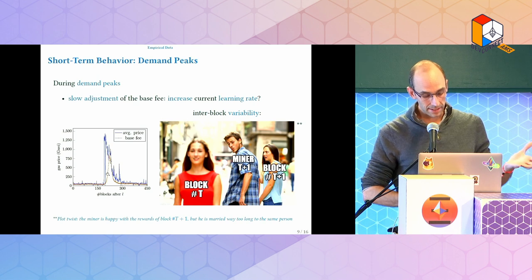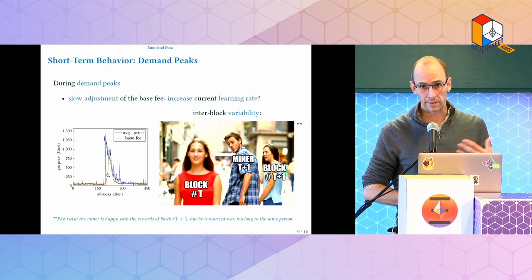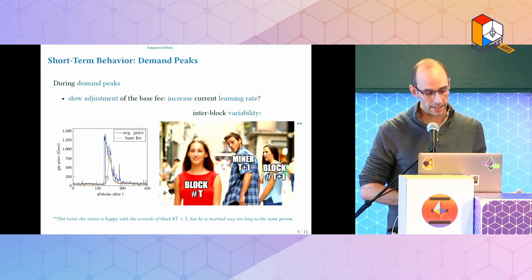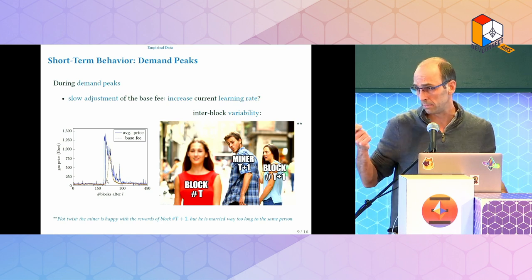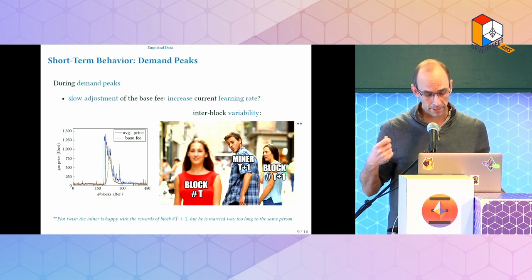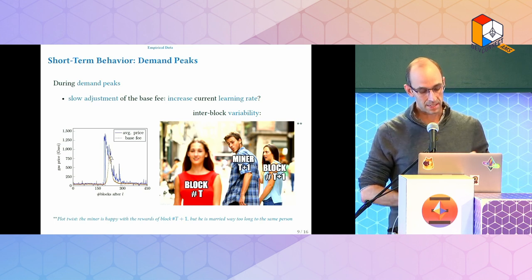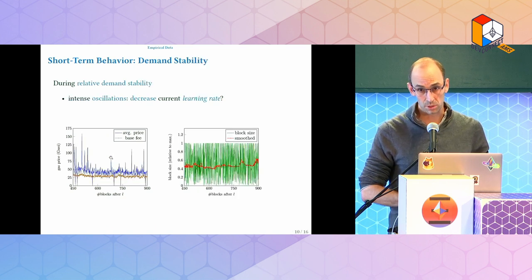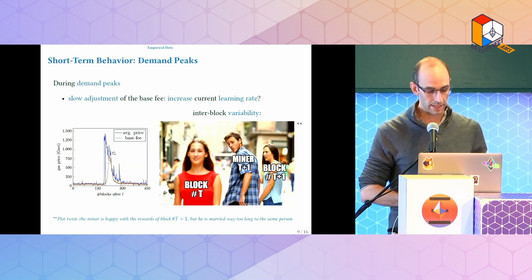So what happens here is that for some blocks, the miners are really lucky, because the base fee hasn't caught up, and people are paying quite high prices, and all this is received by the miner. But when the base fee catches up in the end, the miners producing these blocks now have a much lower reward.